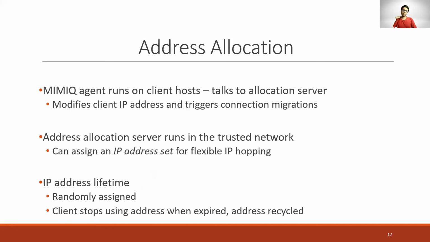Well, how MIMIQ approaches this problem is to have an agent run on the client's host, which talks to the allocation server and retrieves IP addresses. It can modify the client's IP address and trigger connection migrations. We also have an address allocation server that runs on the trusted network. Most edge networks have address servers, such as DHCP servers. So this is not unusual at all.